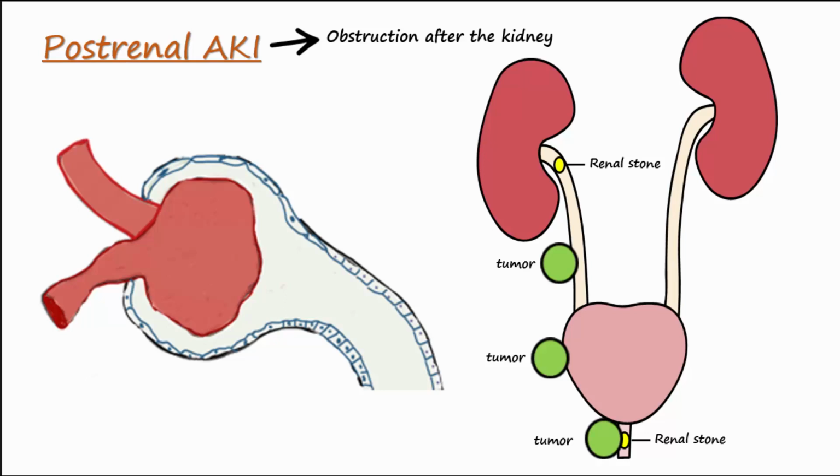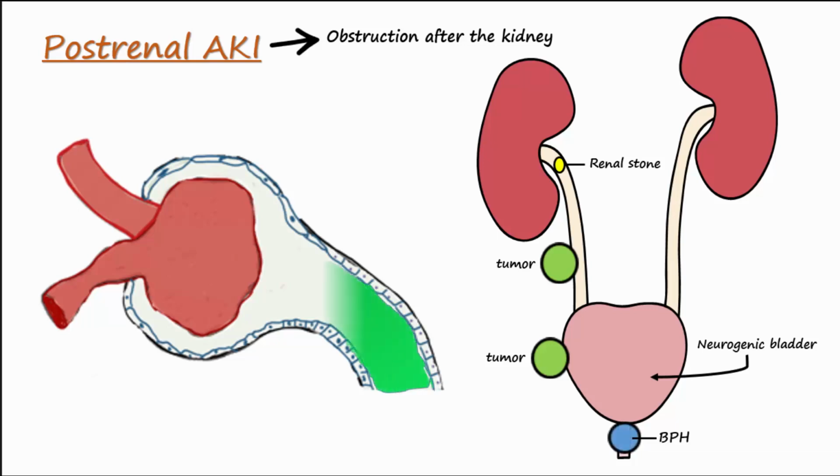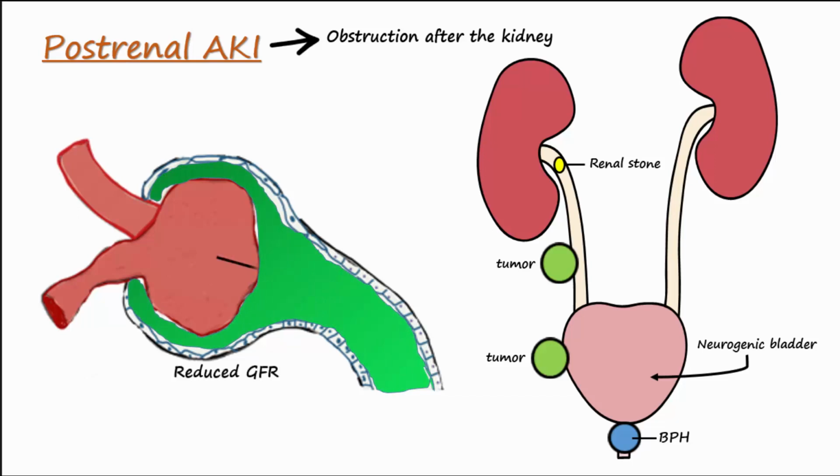Spinal cord injuries can damage neurons responsible for bladder detrusor muscle contraction and lead to what's called neurogenic bladder that can obstruct urine flow. The most common cause of postrenal AKI is benign prostatic hyperplasia, or BPH, where the urethra is compressed by the enlarged prostate gland to limit urine flow. For whatever the postrenal blockage is, fluid will back up into the nephrons and increase pressure there to reduce GFR, which brings about azotemia and oliguria.